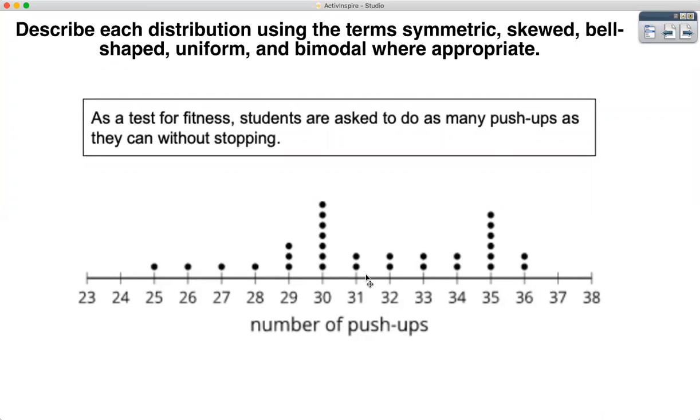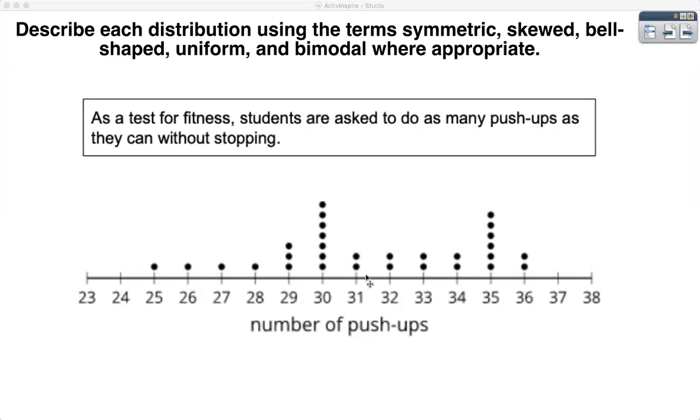As a test for fitness, students are asked to do as many push-ups as they can without stopping. Okay, now if I look at this data set, it's definitely not symmetric, right? It's definitely not symmetric, and it's definitely not bell-shaped. I don't see any bell-shaped curve. Now let's review what these other terms are.